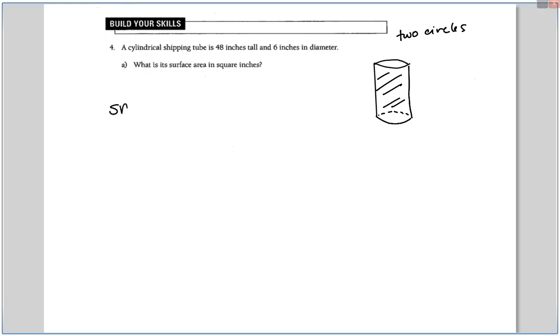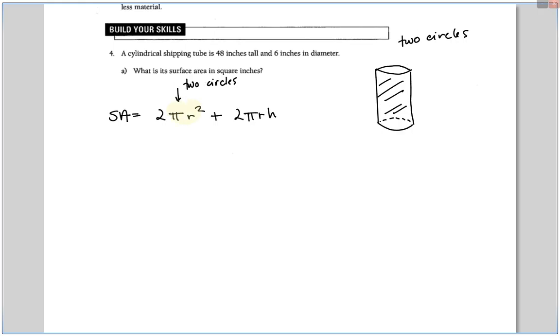So I'll write the formula for you. This is off the back of the formula sheet: 2 pi r squared plus 2 pi rh. Okay, so here's the 2 circles. Because if you think about the formula, pi r squared, that's 1 circle. So if you times by 2, that's this multiplication by 2. Then over here, this is the label of the can, like the label of a soup can that wraps around.